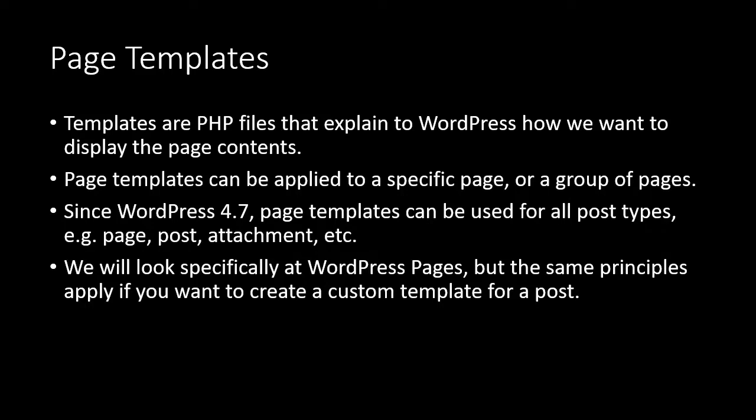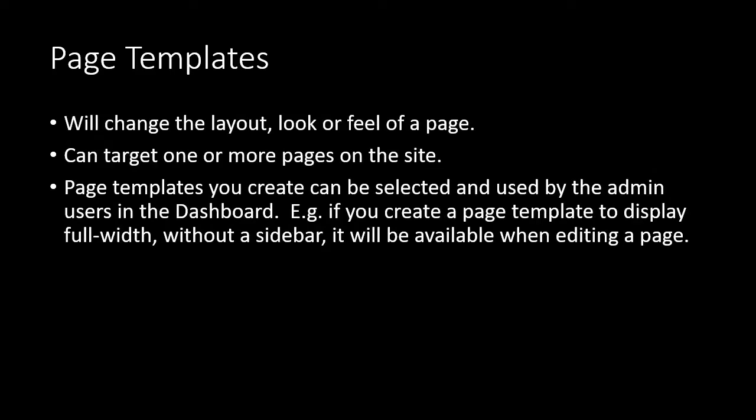We're going to look specifically at WordPress pages, but the same principle applies if you want to create a custom template for a post. Page templates then will change the layout, look, or feel of a page, and they can target one or more pages on the site. You can create page templates that will only affect a single page. For example, you might only want a page template that works on the About Us page. You can do that. That's entirely possible. Or you can create page templates and give them a name like Full Width No Sidebar. And then that page template will be available to your WordPress admin users when they're creating a page so that they can quickly select that format, that template that you created.